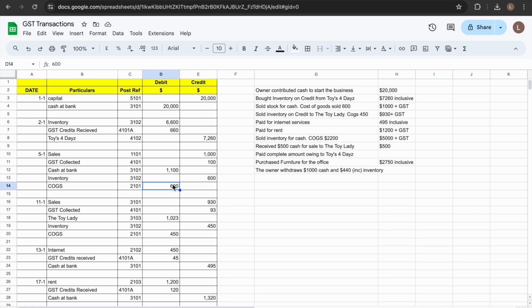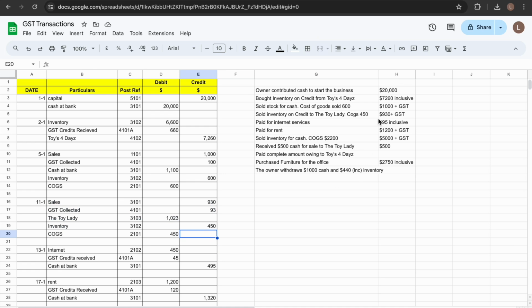So the COGS, because it's an expense, when you sell, is going to increase. And then because you're getting rid of the inventory, you're selling it, the value of that account is going to decrease. Since it's an asset and debit in nature, it's going to be credited. It's going to decrease by 600.